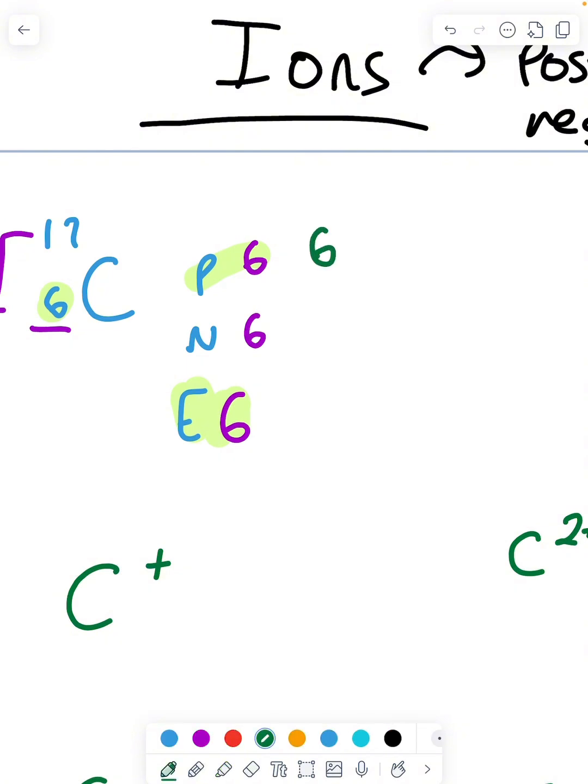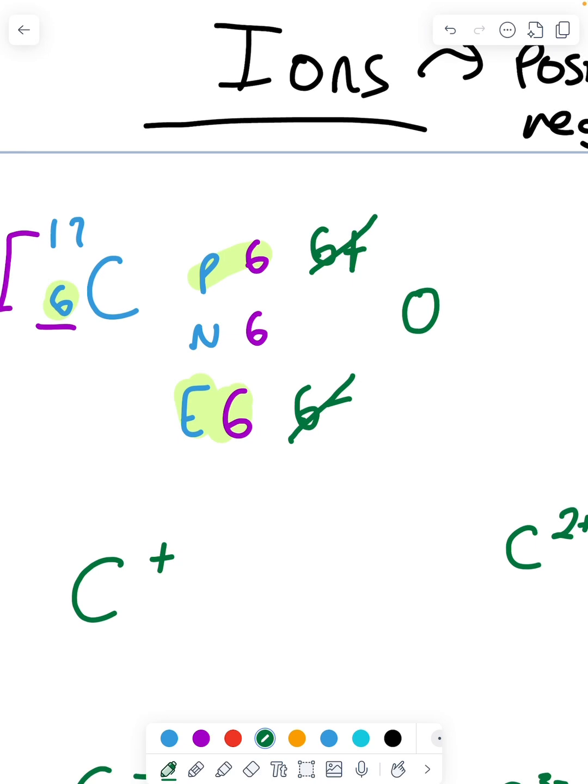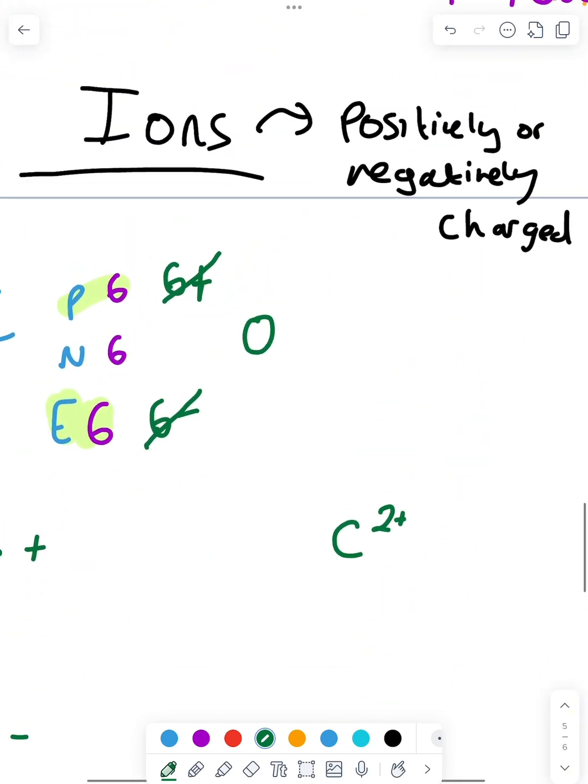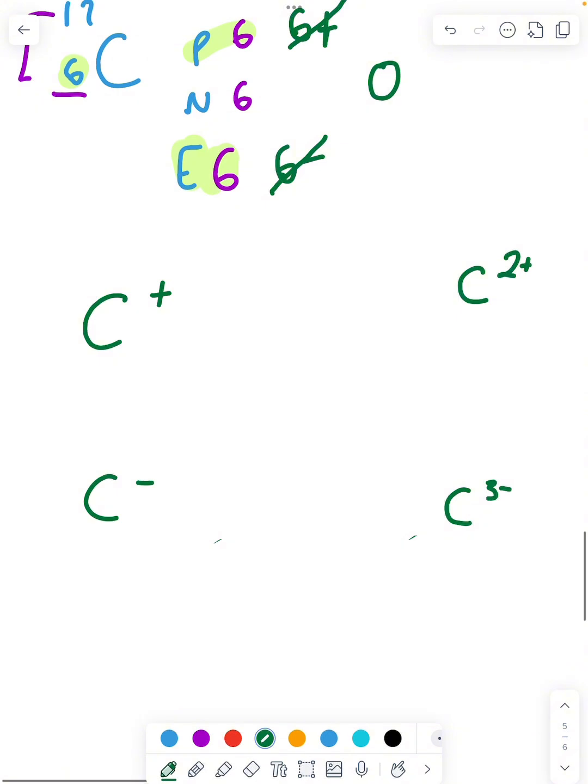So we've got 6 positive things and 6 negative things. They cancel each other out, right? So overall, there's a charge of 0. There's not more positive things or more negative things. It's uncharged, right? That's the difference with ions. We've either got more positive things or more negative things. We'll look at how this works, right?